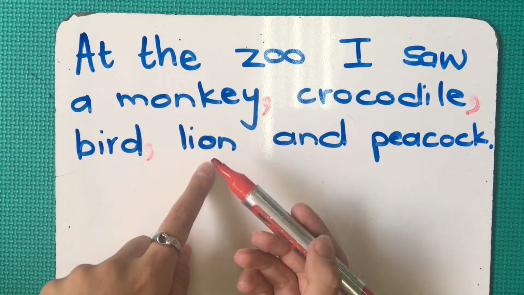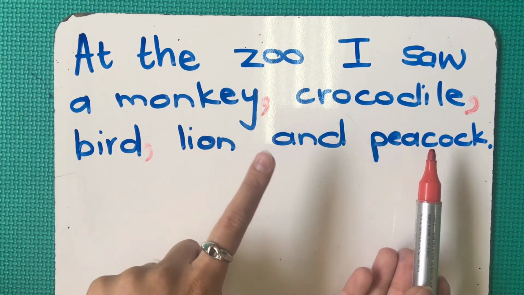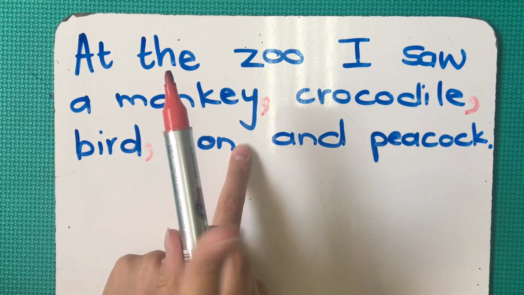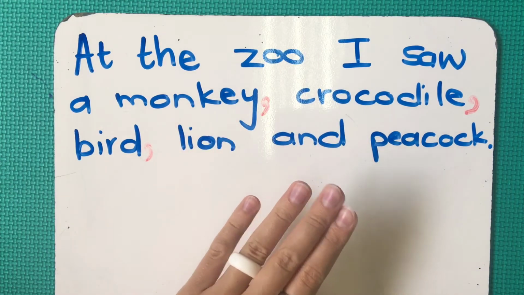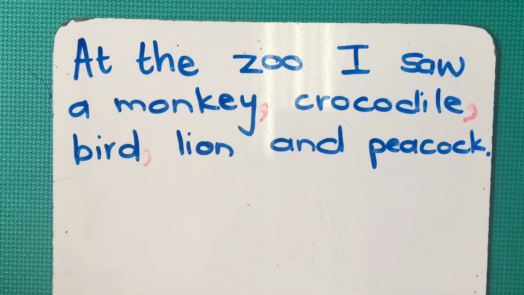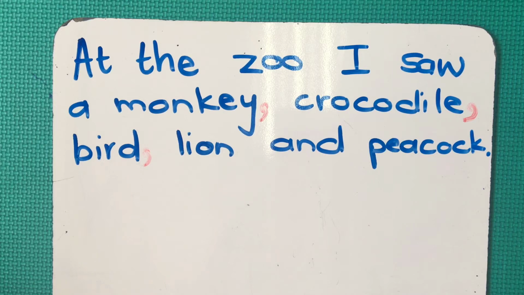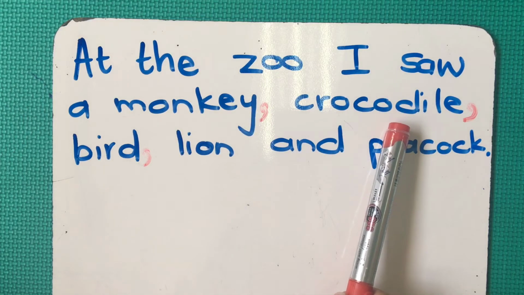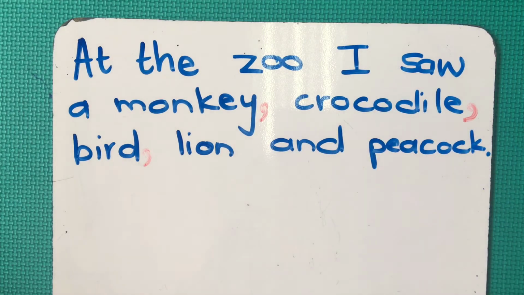And then, after a lion, I see a peacock. Between the word lion and peacock, I can see the word and. So I do not put a comma after the word lion. It is the end and I leave my sentence just like that. So when I read, everywhere there is a comma, I can take a short breath. At the zoo, I saw a monkey, crocodile, bird, lion, and peacock.